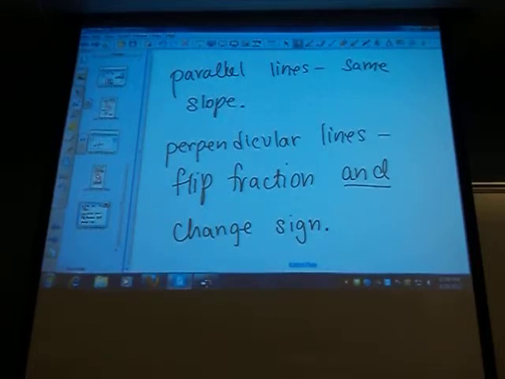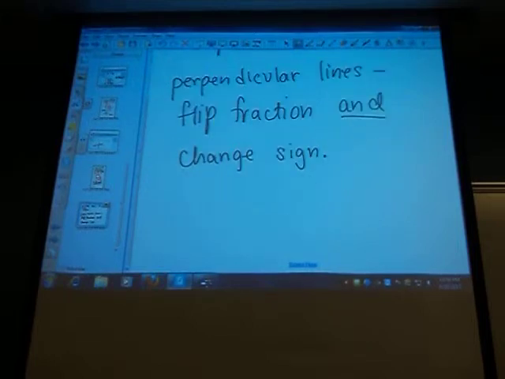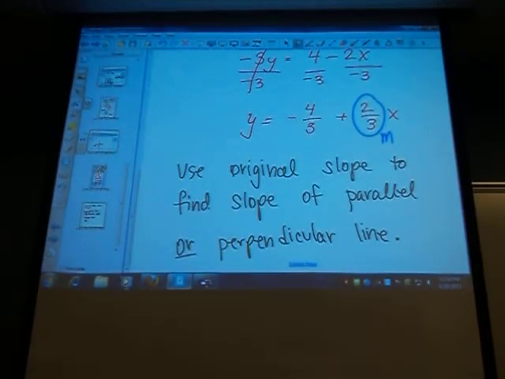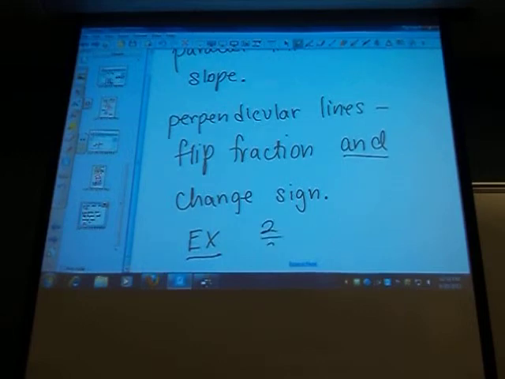So what do we have for that example we just did? The slope was 2/3, so you flip the fraction and make it 3/2, and change the sign. So negative 3/2 would be the slope of the perpendicular line. Okay. Well, that gives you the slope, but that doesn't necessarily give you the intercept.